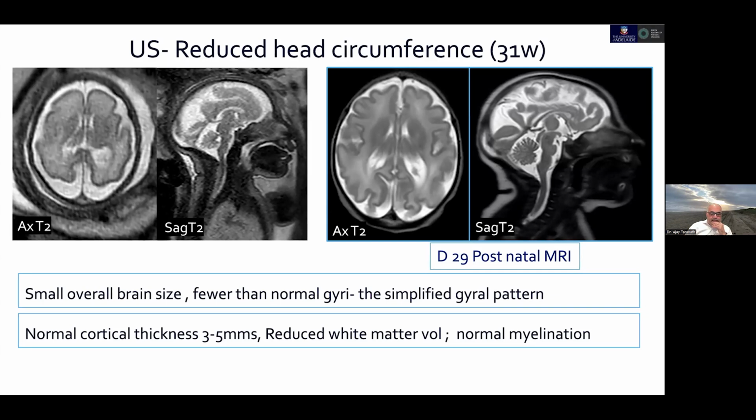Myelination progresses as per normal. The volume of the white matter is reduced. So this is ultrasound diagnosis of reduced head circumference, microcephaly.